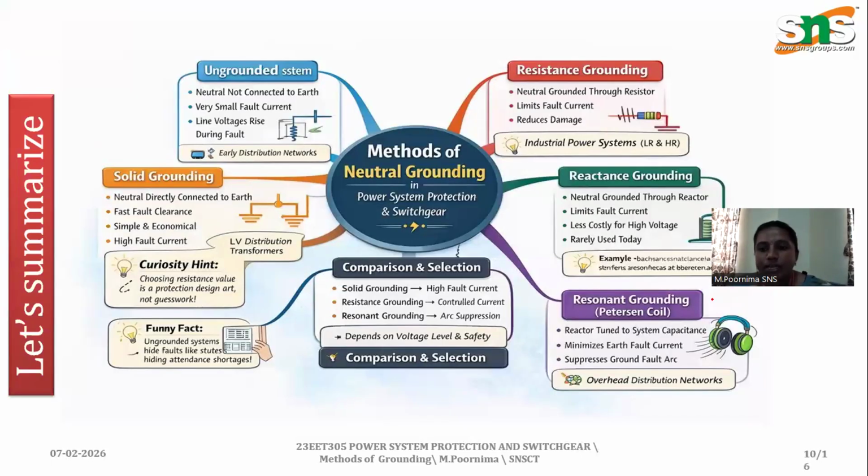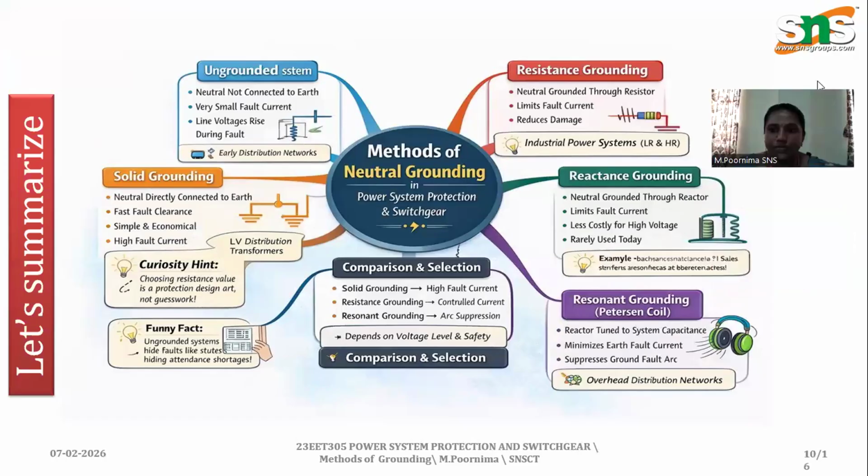Finally, we have seen so many methods of grounding. First is resistance grounding: the neutral is grounded through a resistance, which limits the fault current and reduces the damage. Then reactance grounding: the neutral is grounded through a reactor, which limits fault current, is less costly for high voltage, and is rarely used today.